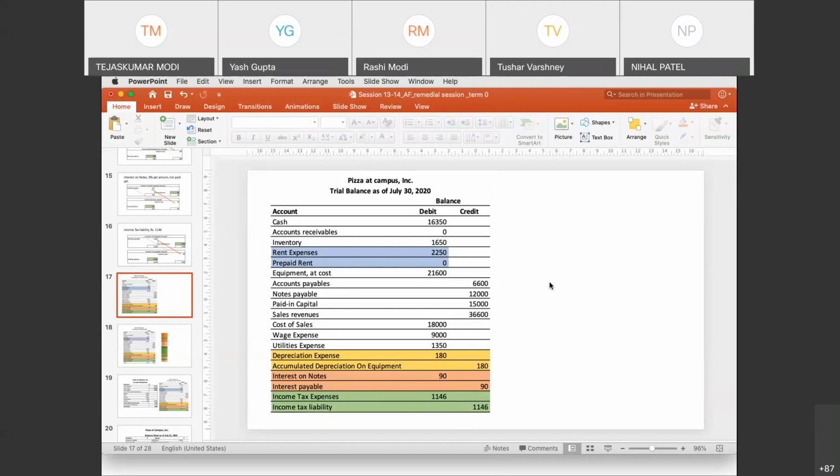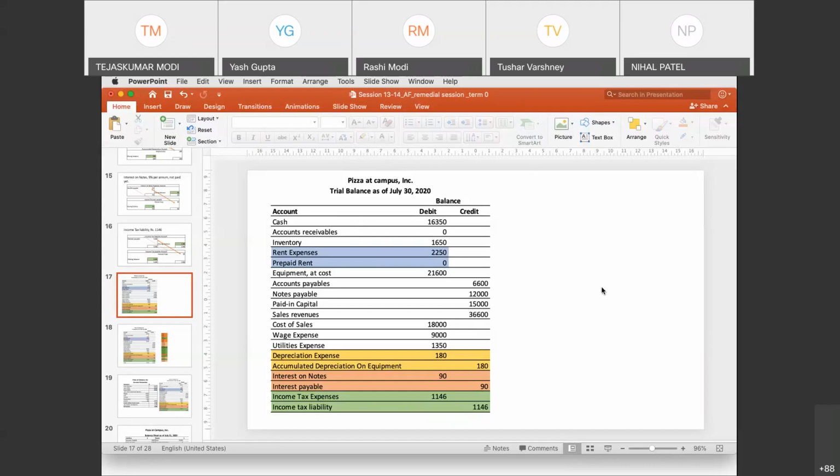Okay. What is rent expense? It is an expense. We know that. So prepaid rent was an asset. Now it has become an expense. Now you see the relevance of equipment at cost.